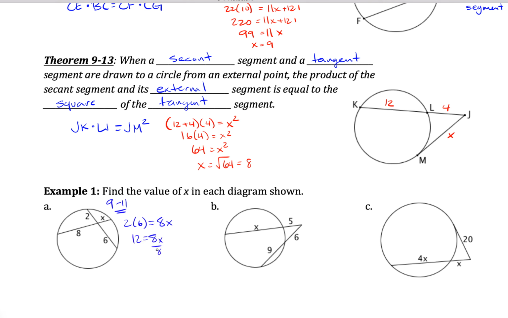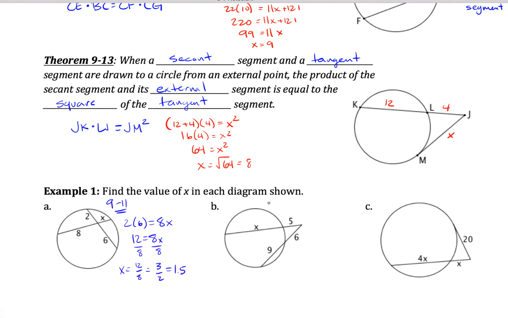So to get x by itself, I need to divide both sides by 8. So now I know that x is 12 over 8, which if I reduce by dividing top and bottom by 4, I get 3 over 2, or if I just typed 12 over 8 in my calculator, it would tell me 1.5. Either of these answers would be okay. 3 over 2 or 1.5, any of those would be fine for that one.